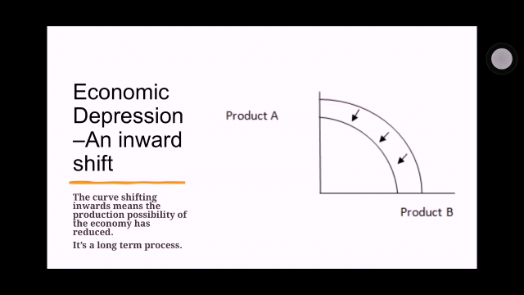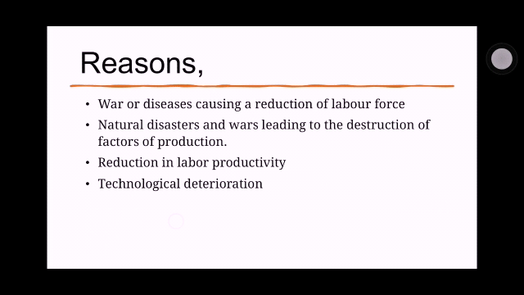Then economic depression is the opposite of economic growth. This is also a long-term process. Remember that economic depression, which is shown by an inward shift, is a long-term process. The curve shifting inwards reveals a reduction in the production possibility, which is bad. Why? Let's look at the reasons how it happens.